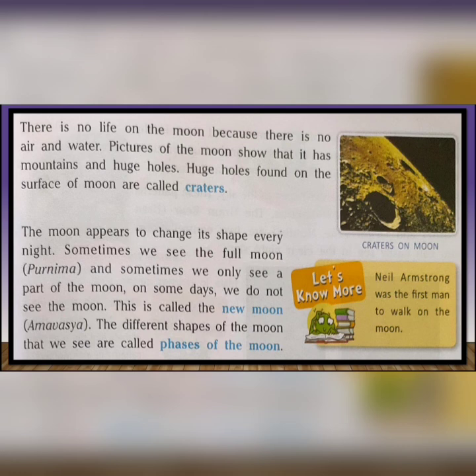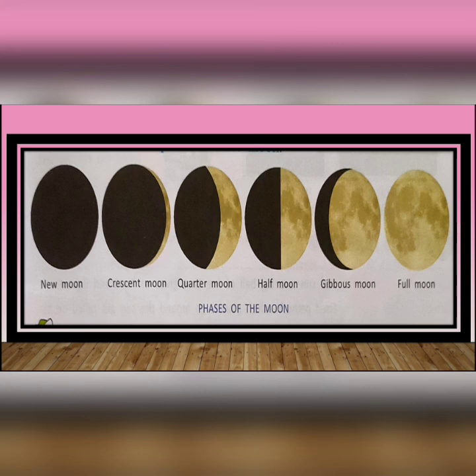Here, let us know one more point, that Neil Armstrong was the first man to walk on the moon. Try to remember this name. Neil Armstrong, he was the first person to walk on the moon. Now let us see the phases of the moon. Here it is: new moon, crescent moon, quarter moon, half moon, gibbous moon and full moon. These are the 6 phases of the moon shown here, right?